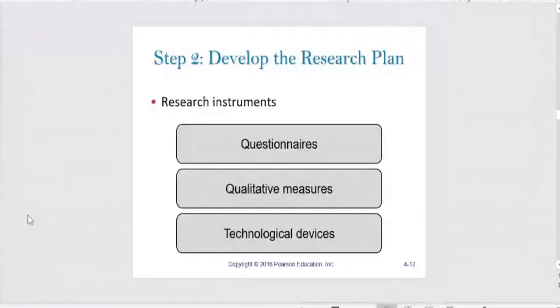So let us look at the research instrument. Basically, we've got three categories of research instrument. One is questionnaires, where you have different types of questions which are created to explore the problem. Then we have the second one, which is called qualitative measures, where we use different types of techniques. For example, we use a focus group interview, where we gather 6 to 10 people and have a discussion with them. We have certain questions, and we try to uncover certain types of answers.